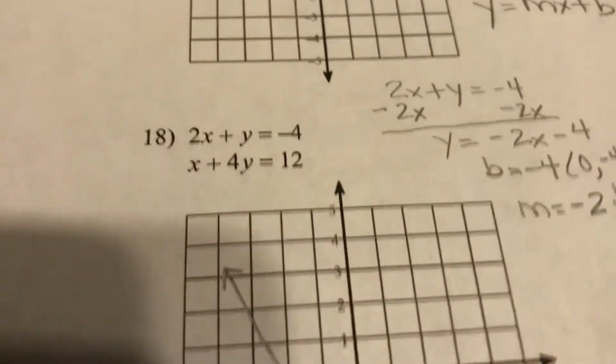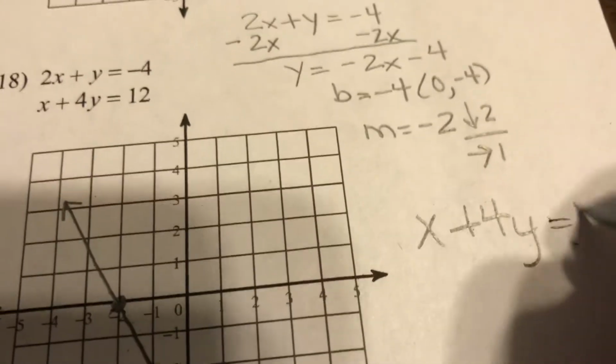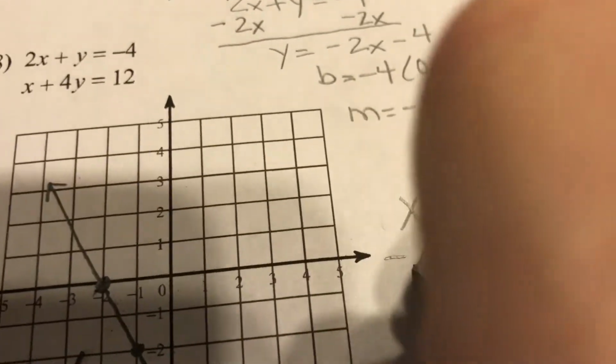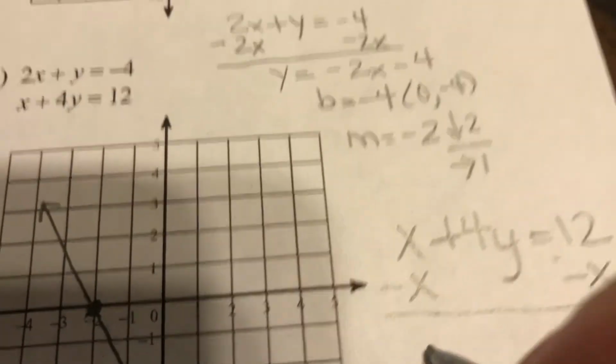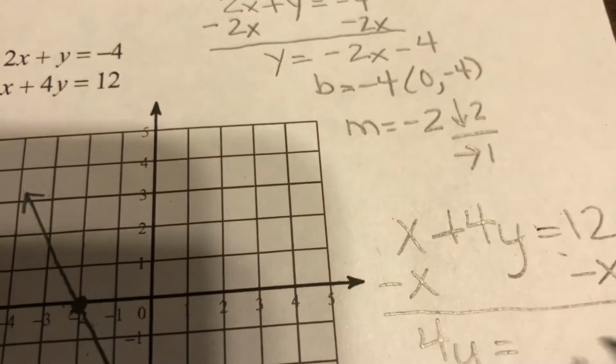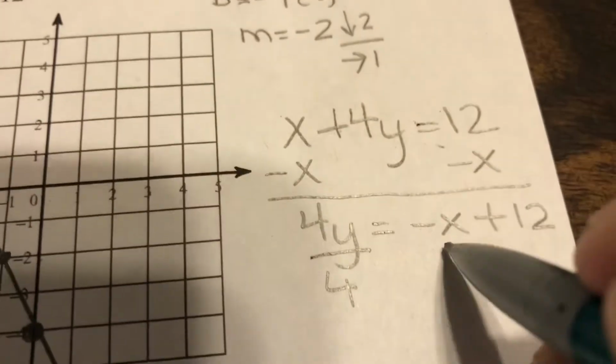All right, so there's my line. So let's go to the next one. In the next one, we have x plus 4y is equal to 12. So I'm going to go ahead and move that x. To get rid of a positive x, you would subtract an x. And I'll have 4y is equal to negative x plus 12. And I'm going to divide by 4 to get rid of that 4 with my y.